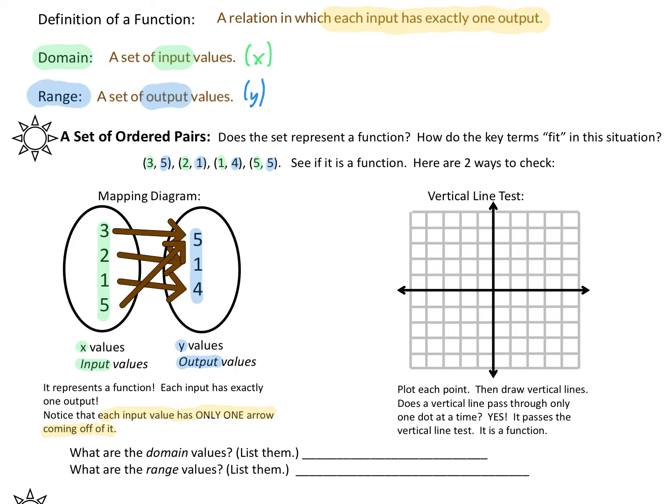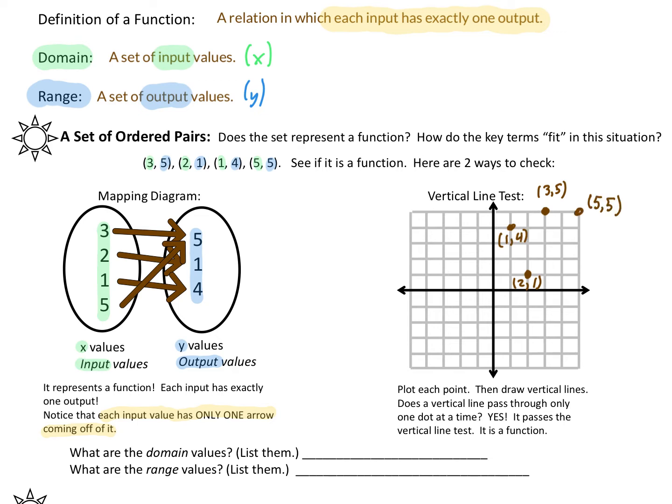Next, we're going to see what happens when you graph the function and learn what the vertical line test is. So, if you graph a function, that means you find each point on the graph. So, for instance, (3, 5) would be here, and plot it. Let's do the same for (2, 1), (1, 4), and (5, 5).